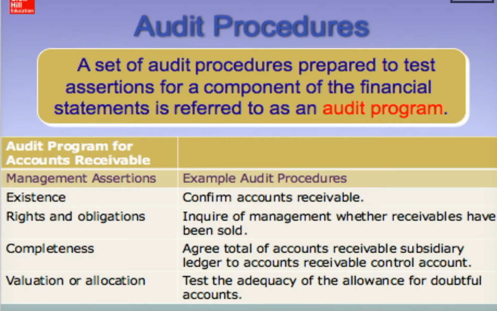You can test completeness assertion by agreeing the total of the accounts receivable ledger to the accounts receivable control account. So basically just looking at the individual accounts receivable and balancing that out to the overall accounts receivable. And you can test valuation by testing the adequacy of the allowance for doubtful accounts. So basically comparing historical estimations on allowance for doubtful accounts and reality, and just seeing how that's played out.